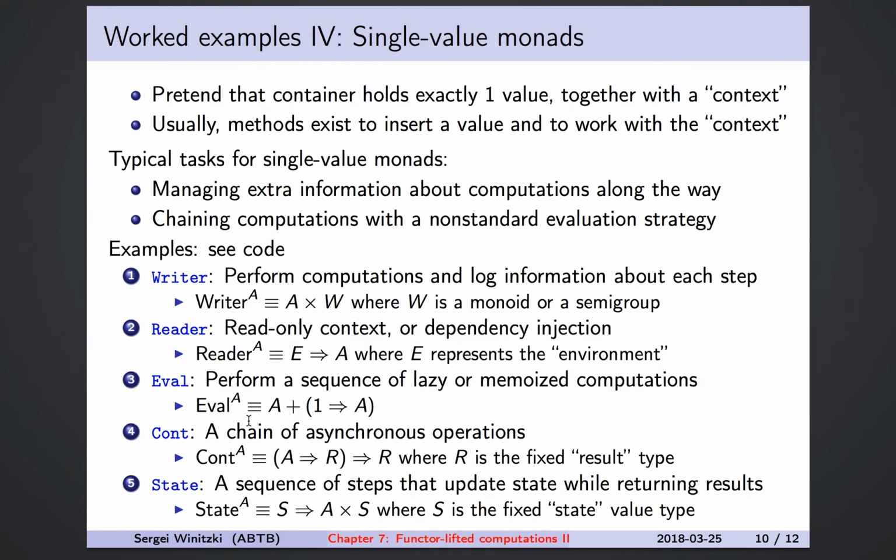The fourth example is the continuation monad. This is not necessarily very clear in what it means. I prefer to call it a callback monad, but continuation monad is a standard name for it. So I will go into detail now about how it works. The purpose of this monad is to chain asynchronous operations that register callbacks. So it's managing callbacks. That's the main use case for this monad. There are other use cases, but one of the main use cases is this one.